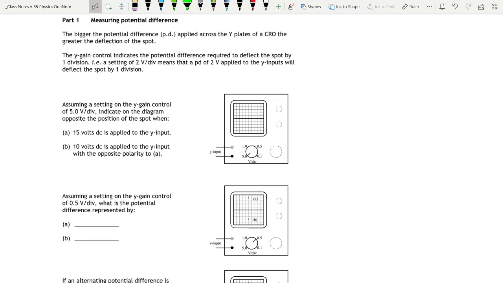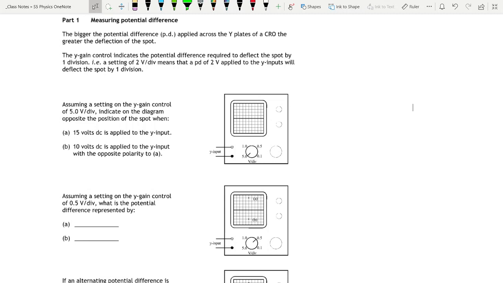So the Y gain control indicates the potential difference required to deflect the spot by 1 division. So it sets the scale. For example, a setting of 2 volts per division means that every division gives you 2 volts. So a potential difference of 2 volts applied to the Y inputs will deflect the spot by 1 division. When it says spot, it means division, like it could be a square. So each square is 2 volts. So if it's 2 squares up, it'd be 4 volts.